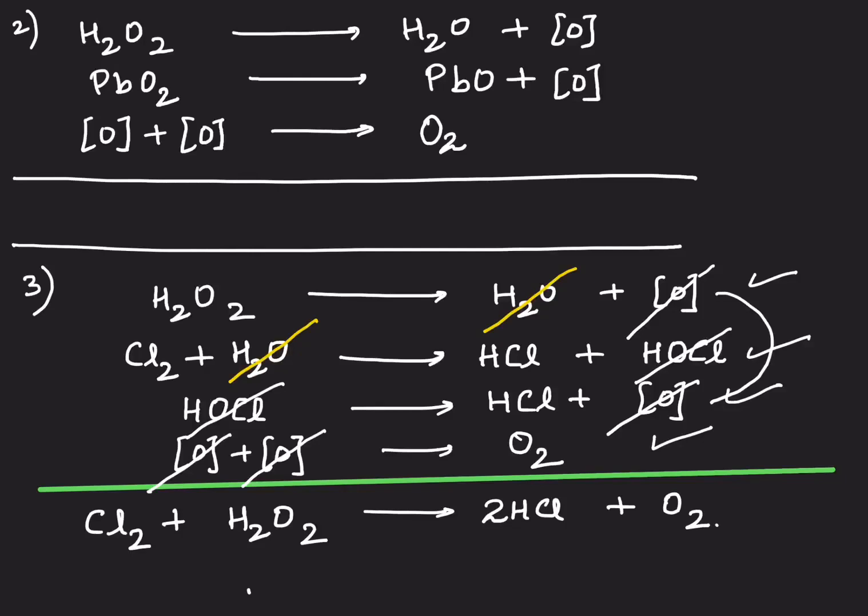So the color of chlorine water, which is greenish yellow in color, will actually be discharged on reacting with hydrogen peroxide and the solution will turn colorless. This is how you can also correlate the properties to the test of a substance, to its uses as well.